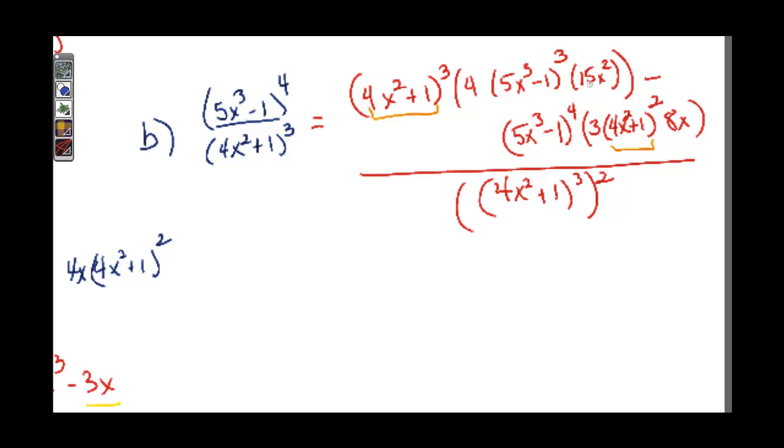And then, actually, there's a 15 and a 3, right? So there's a 3 that's common to both of those as well. So let's change that 4 to a 12. Alright, we're trying to simplify our work once we pull all this stuff out. And then there's a 5x cubed minus 1 to the third power, which is the smallest of both of those. And then you take what's left over after factoring to figure out what's left.